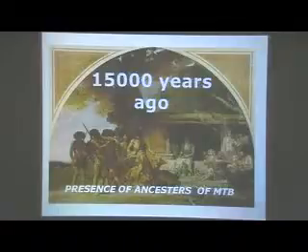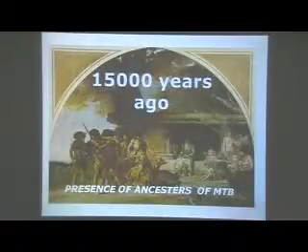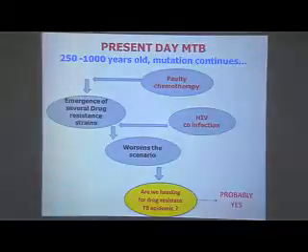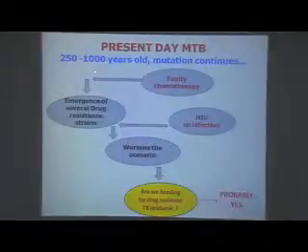15,000 years ago, ancestors of the present day Mycobacterium affected our ancestors. You have all the evidence for this. So the present day Mycobacterium, what we are seeing in our practice, is only about 250 to 1000 years old. Carbon imprinting technology has been used on the Egyptian mummies, and that was different from the present day Mycobacterium.